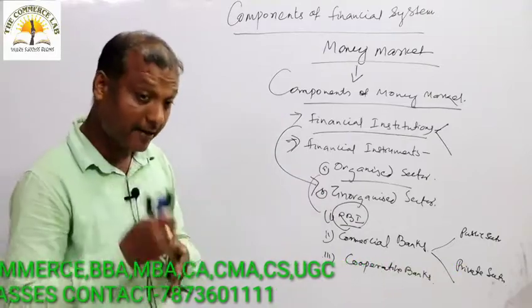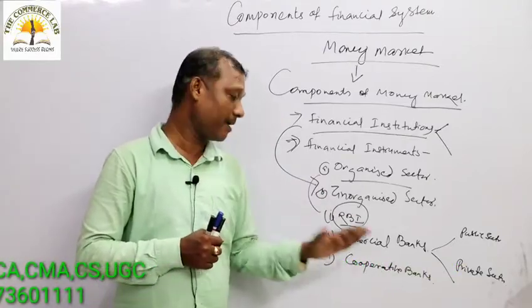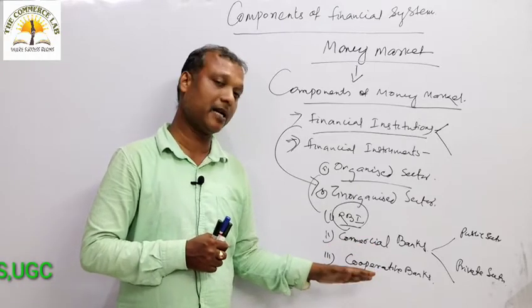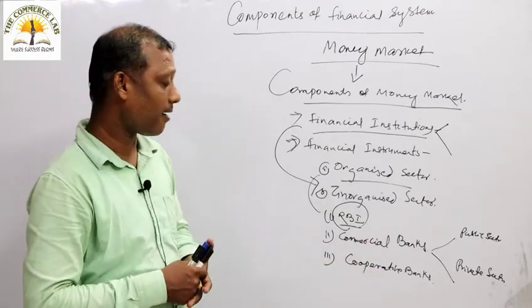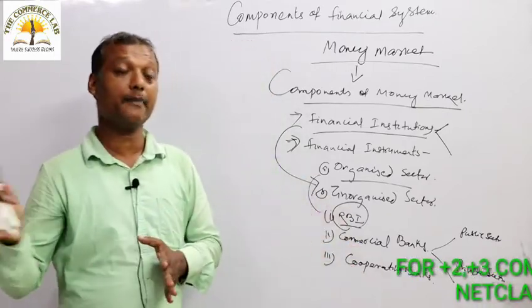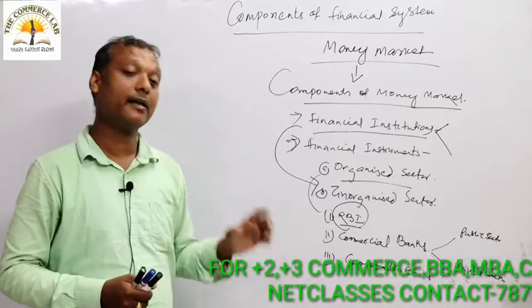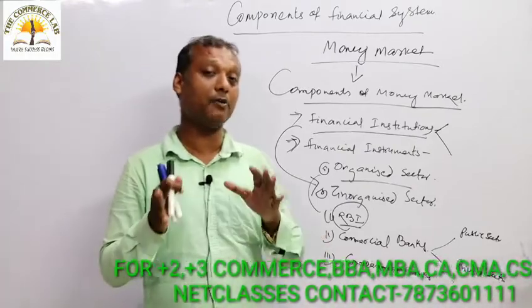Cooperative banks are classified under 3 heads. One is state cooperative banks, which function at the state level. Then there are local cooperative banks, which function at the local level, rural level, and there is the central cooperative bank, which functions at the district level.